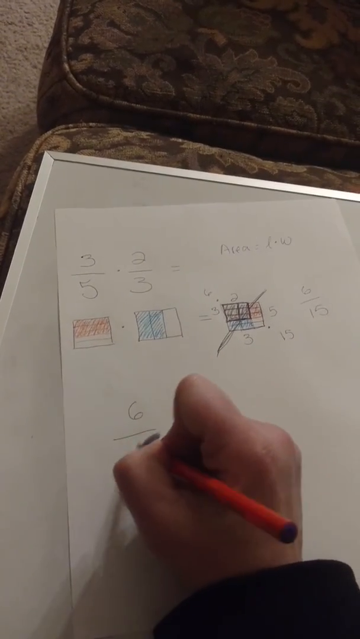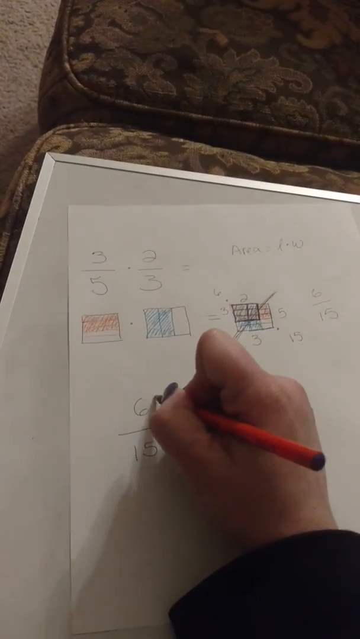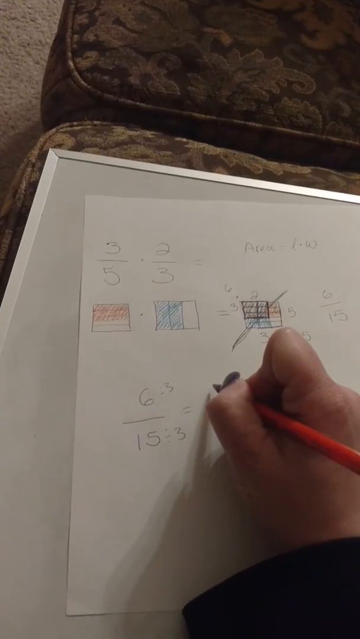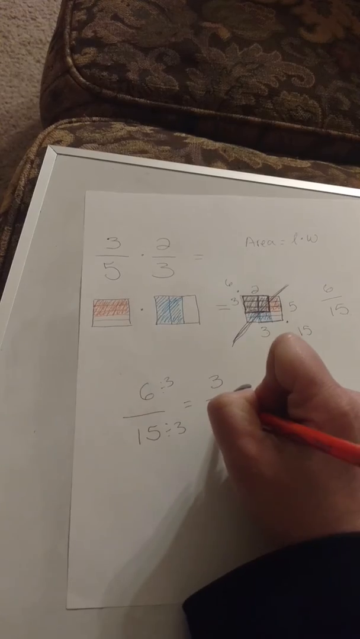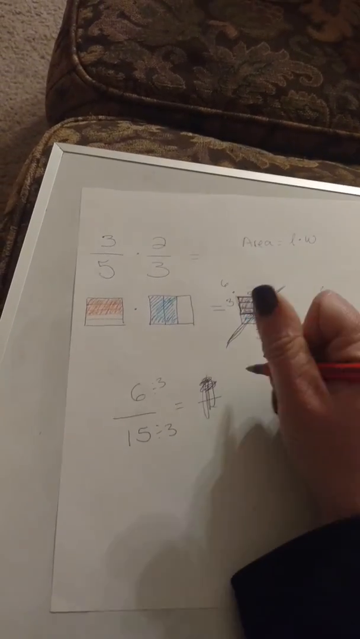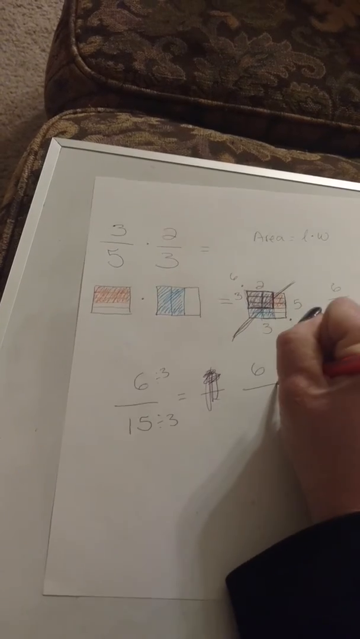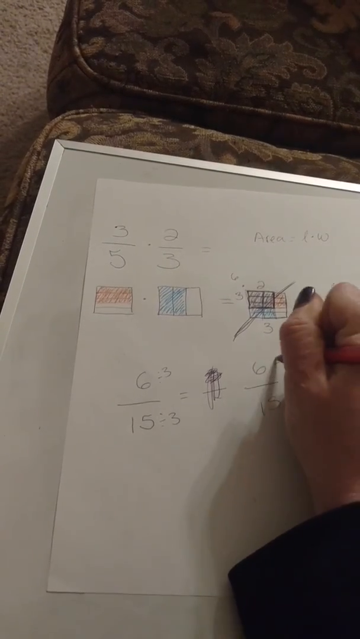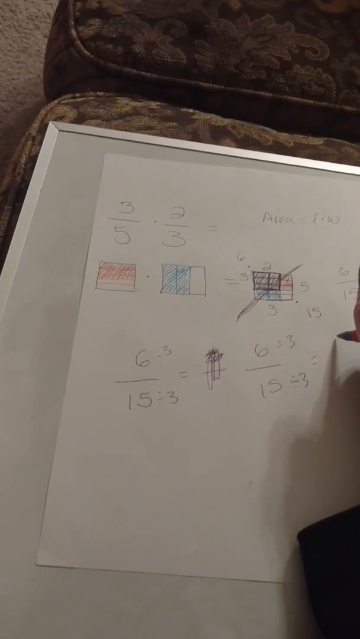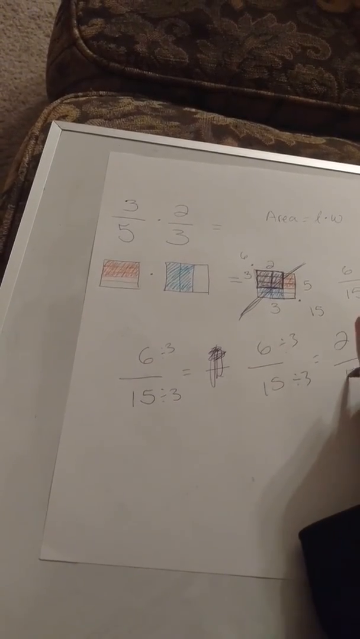So 6/15. I divide the top by 3, and I divide the bottom by 3, and I get 2 and 5. I can't divide any further. So 6/15 equals 2/5.